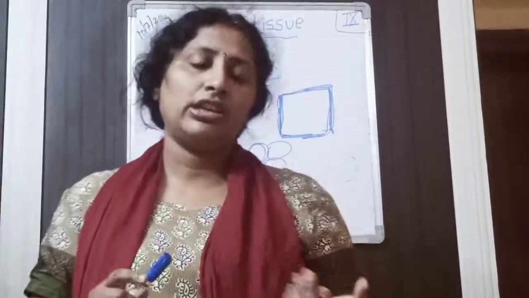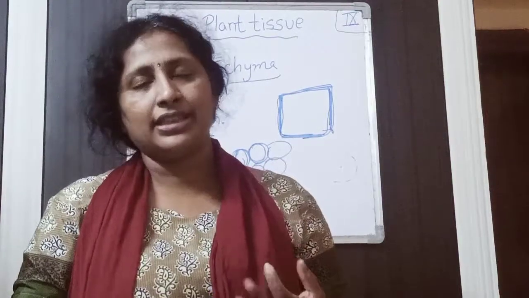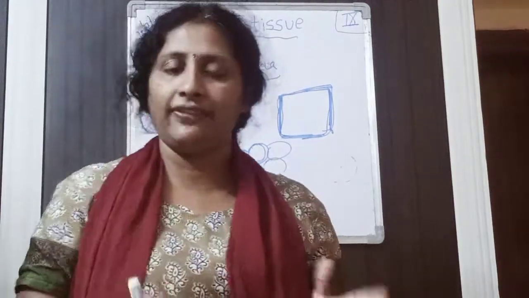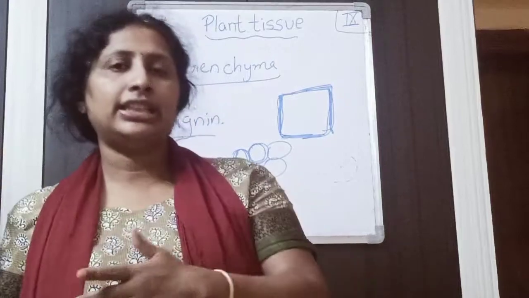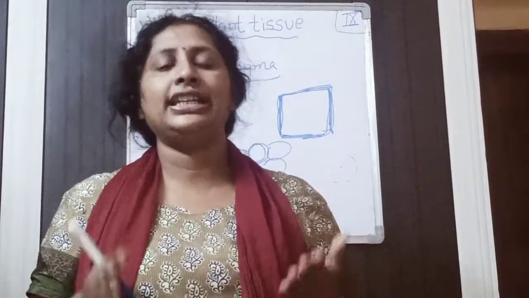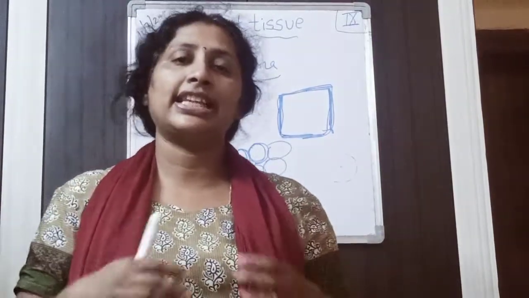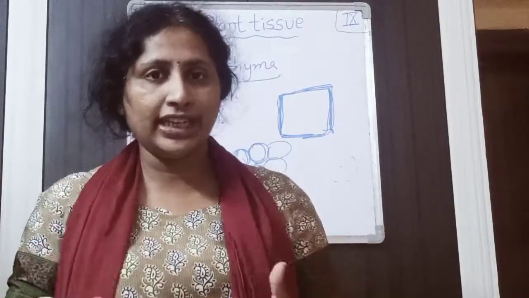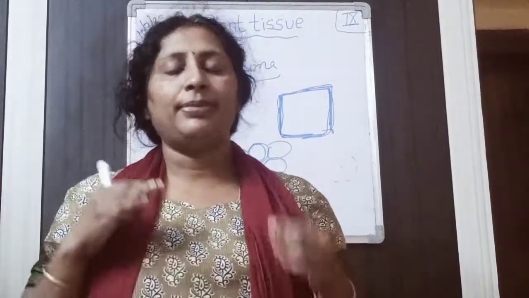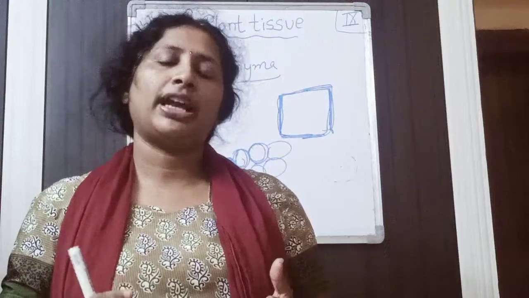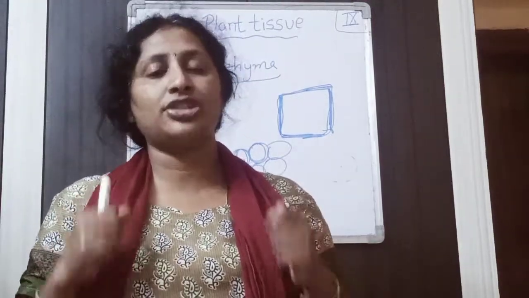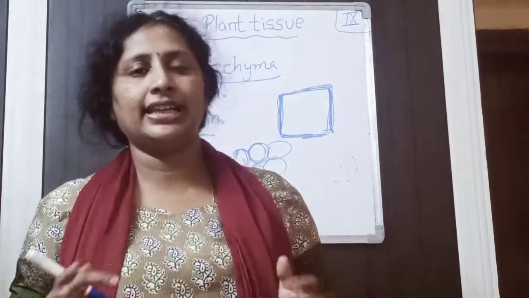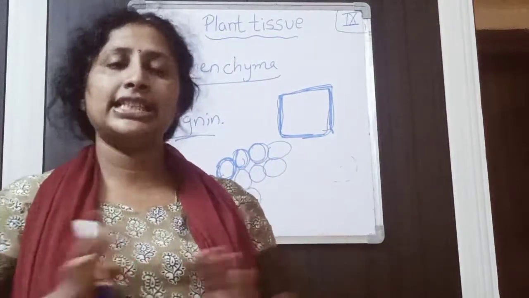And one more thing you need to remember is parenchyma cells and collenchyma cells are living cells. Coming to the third type, sclerenchyma, it is made up of dead cells and the cell wall is very thick, made up of lignin, and the main function of sclerenchyma is to give mechanical strength to the plant. This is about the ground tissue.